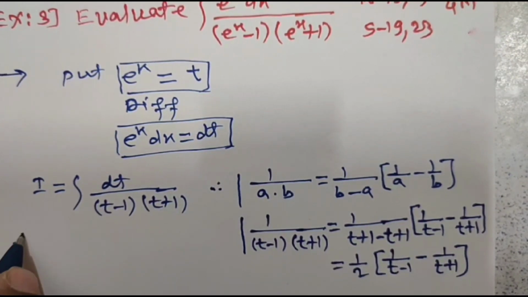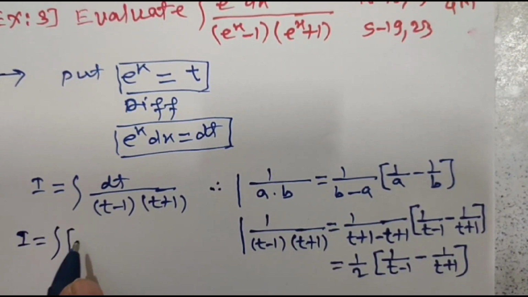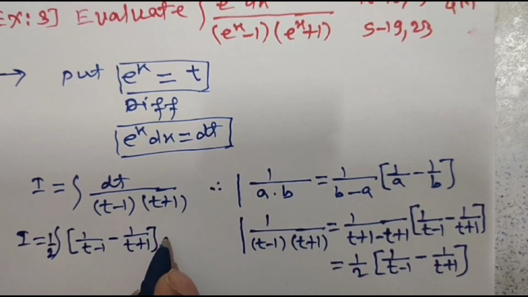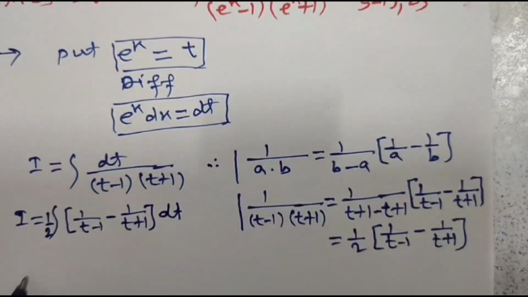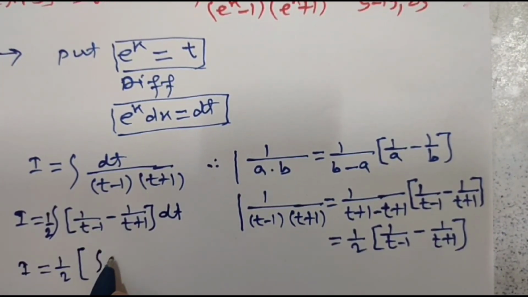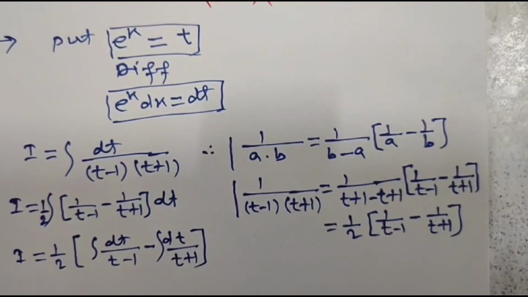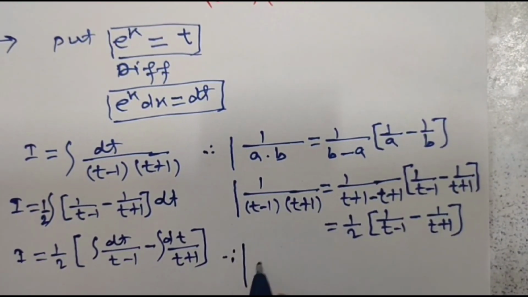I is equal to the integral of 1 upon 2, where 1 upon 2 is taken outside the integral sign, into bracket 1 upon t minus 1 minus 1 upon t plus 1, integral with respect to t. Separate the integrals: I is equal to 1 upon 2 into the integral of dt divided by t minus 1 minus the integral of dt divided by t plus 1, bracket close, and then apply this formula.